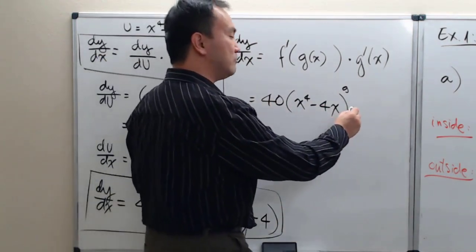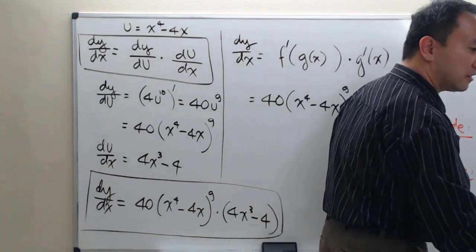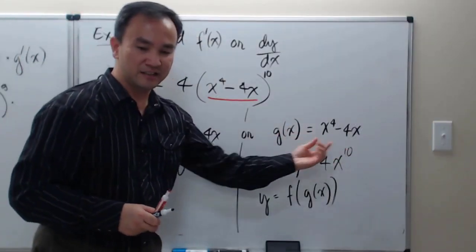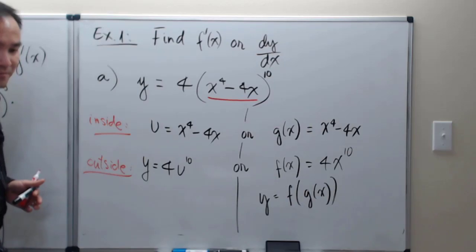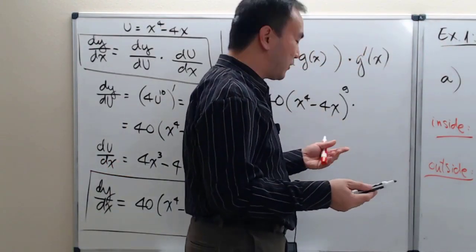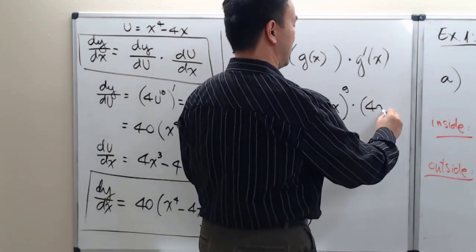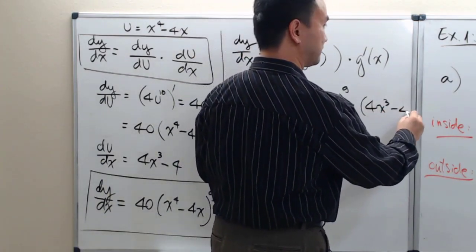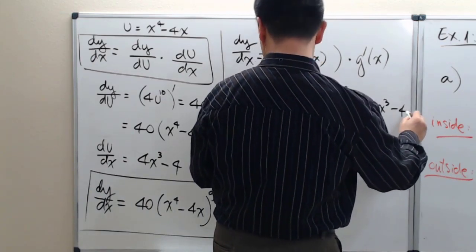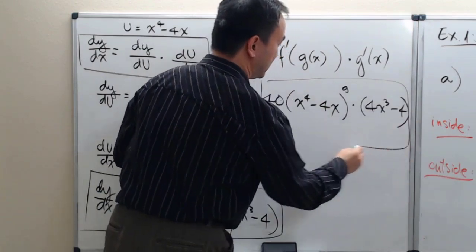And then we need to multiply with g prime. So recall that g prime we've had earlier. It's right here. So now having g equals x to the 4th minus 4x, then g prime is simply 4x cubed minus 4. And once again, the two answers agree.